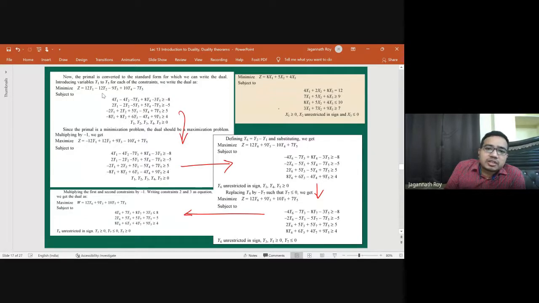So the final output for the given problem is this final problem.